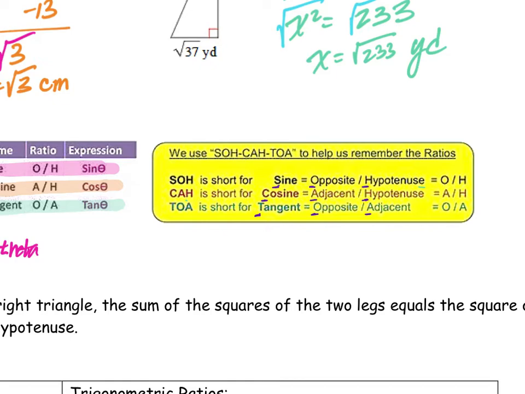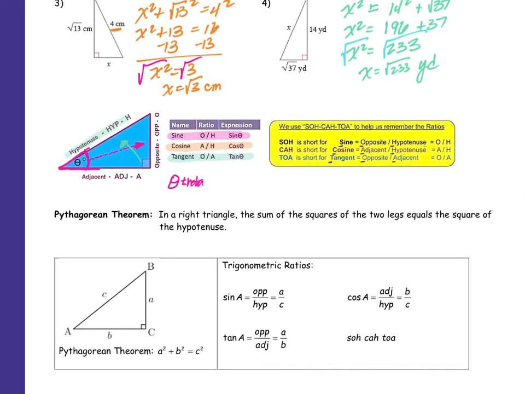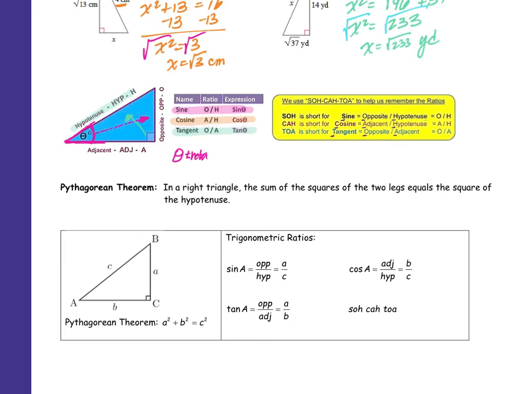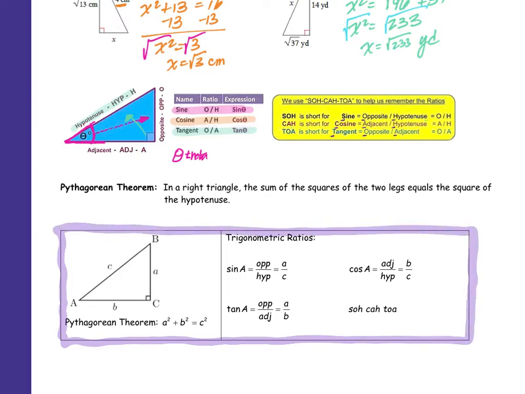Okay, so let's go back down here. We did the Pythagorean theorem already, but we use it in trig a lot. In a right triangle, the sum of the squares of the two legs equals the square of the hypotenuse, right? A squared plus B squared equals C squared. So basically in this lesson, we're going to use what's in these two boxes, the Pythagorean theorem and our trig functions, over and over and over again. Are there any questions on our trig functions right now? Oh, Chris Cortez.